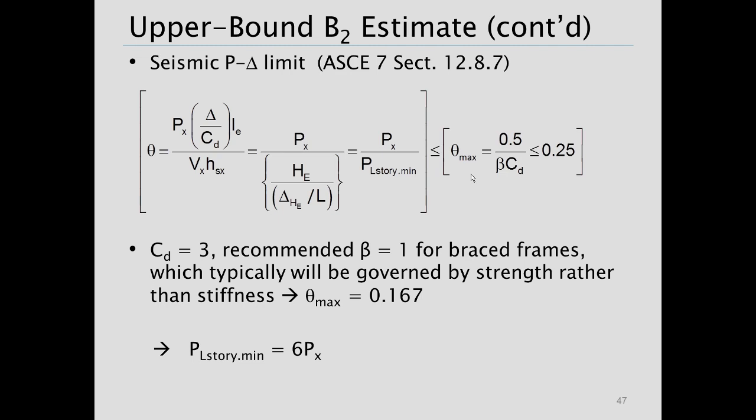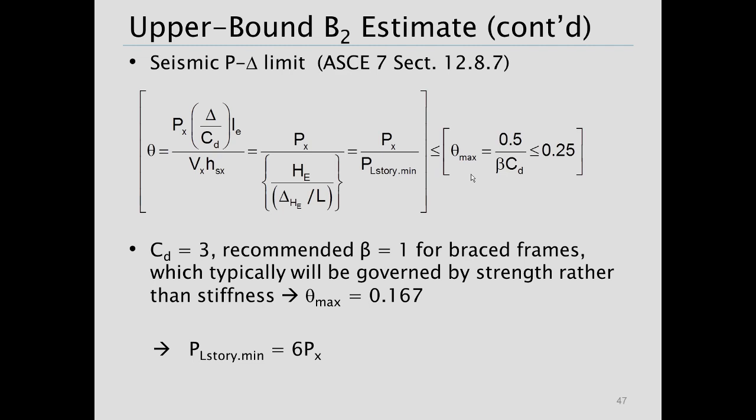Here with the seismic P delta limit, if we go with C sub D of 3, beta of 1, it means theta max is going to be 0.167. And so if we equate that to P sub x over PL story minimum, and solve for PL story minimum, our minimum PL story is 6 times P sub x.